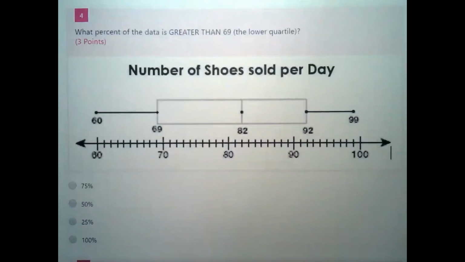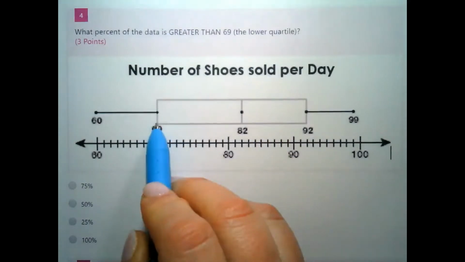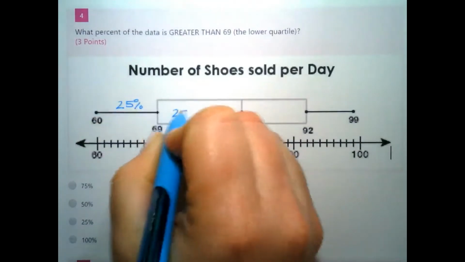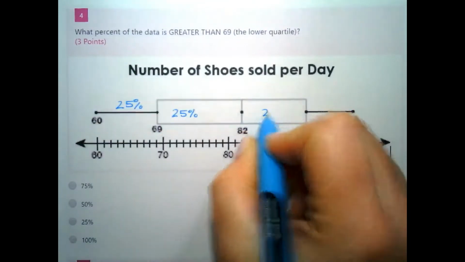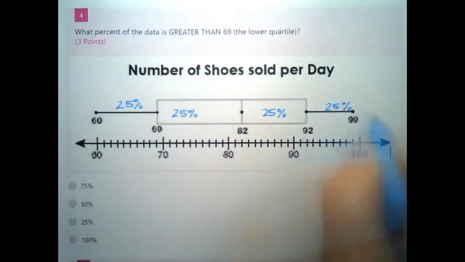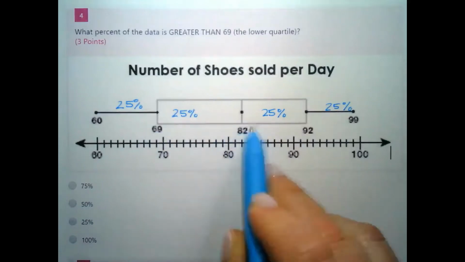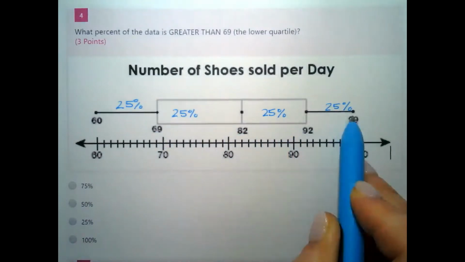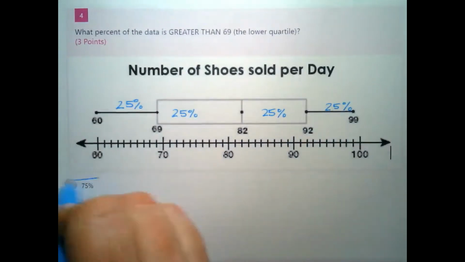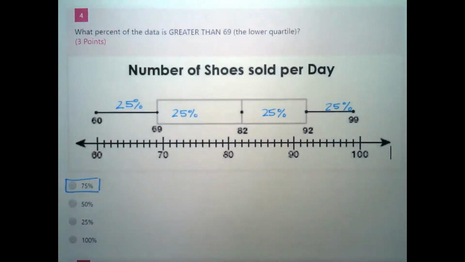What percentage of the data is greater than 69, which is the lower quartile? If you remember from class, each branch of the box and whiskers plot represents 25% of your data. Since 69 is way down here, there are 3 sections of our box and whiskers plot to the right. That means it represents 75% of the data.